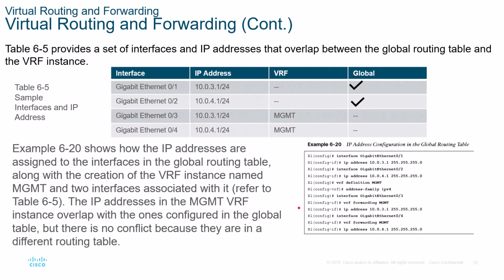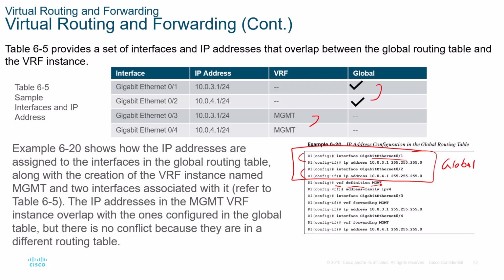So, what does this look like? We have not really been able to configure it, so what does this look like? Here we have our global interfaces, and here we have our management interfaces. So let's look at how that looks on a router. Here we've set up 10.0.3.1 on our gig 0/1 interface. Here we've set gig 0/2 to be 10.0.4.1. So these are going to be our global interfaces. Then we need to go ahead and set up our VRF definitions.